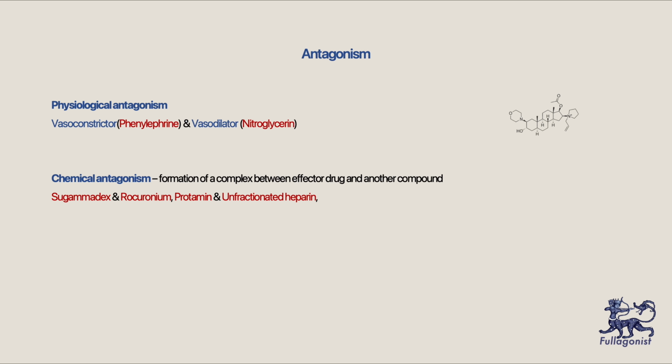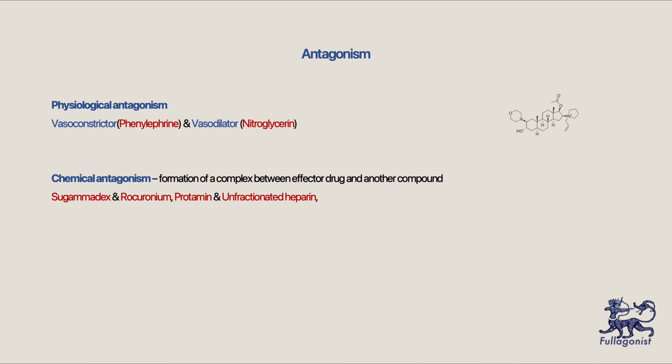We have physiological antagonists. They work on different receptors. This is happening when two agonists with the opposite effect are given at the same time. For example, if you give a vasoconstrictor, such as phenylephrine, and a vasodilator, such as nitroglycerin.